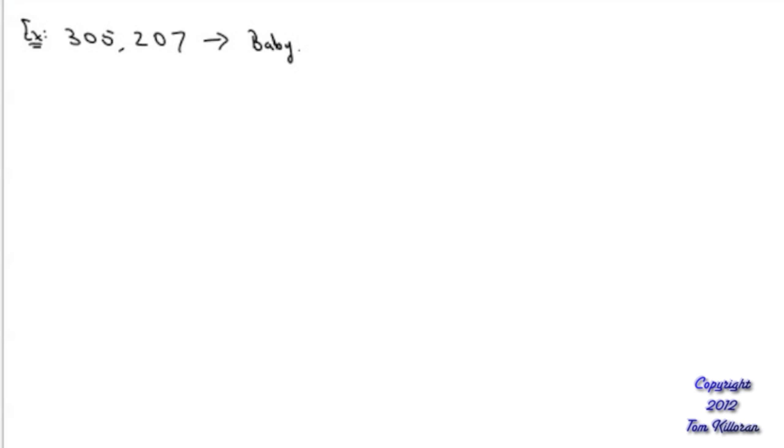Highly suggested. Okay, Babylonian. Let's change something horrid. 305,207, and I want to change it into a Babylonian number. 305,207. Now, what do I not know?